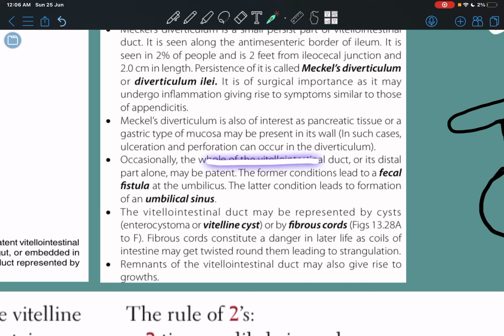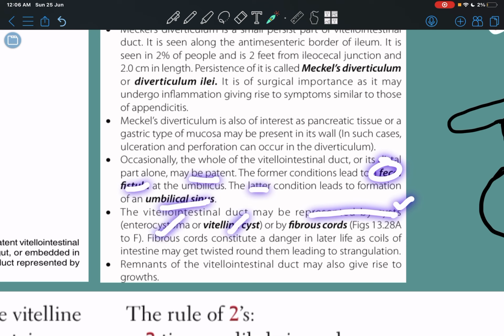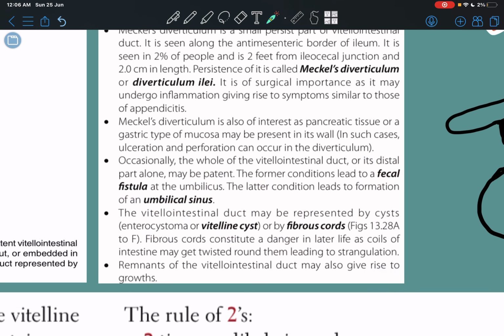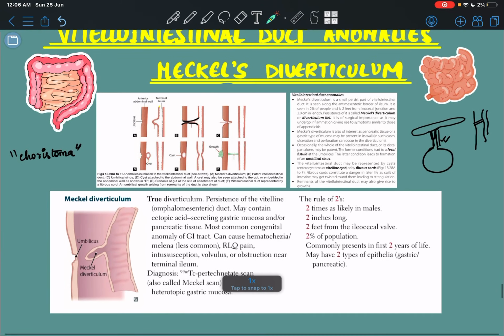So occasionally the whole of the duct or its distal part may be patent. The former is fecal fistula, the latter is umbilical sinus, and it may be represented by cysts. They are called Vitelline cysts or enterocystomas, or there could be fibrous cords which are dangerous, and also growths can be there. Now talking about Meckel's diverticulum, and why it is so important is because it's the most common congenital anomaly, not the most common Vitellointestinal duct anomaly. It's the most common congenital anomaly we see in babies. That's why it's important. So what exactly is that?